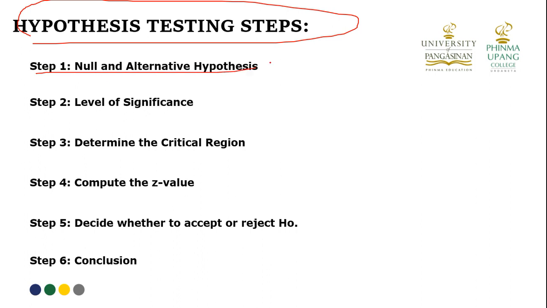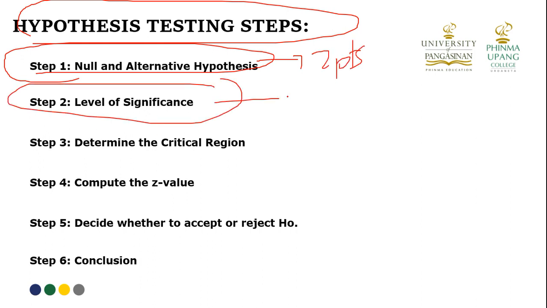Yung una, kunin mo yung null and alternative hypothesis. We're going to give you here 2 points. Then, level of significance, we have the 2 points. In step number 2, you need to write level of significance and don't forget to indicate if it is two-tailed or one-tailed, ha? So, sabihin nyo dito na part kung one-tailed siya or two-tailed. Madali lang naman siya i-identify kung one-tailed or two-tailed. Depende yan sa directions. Kung may directions, one-tailed. Kung wala, walang nabanggit, automatic po na two-tailed siya.